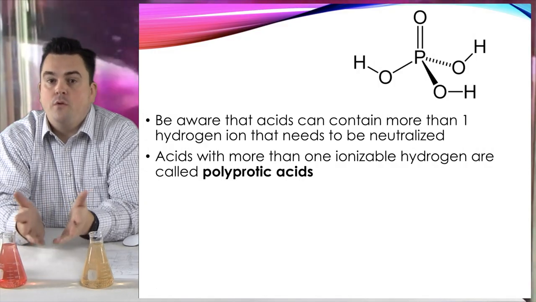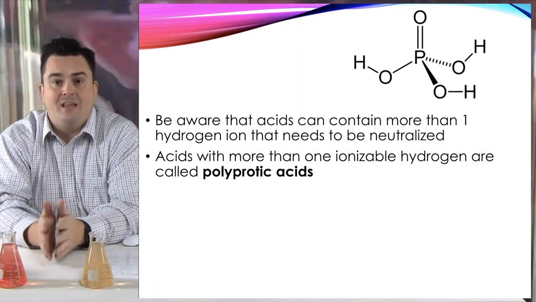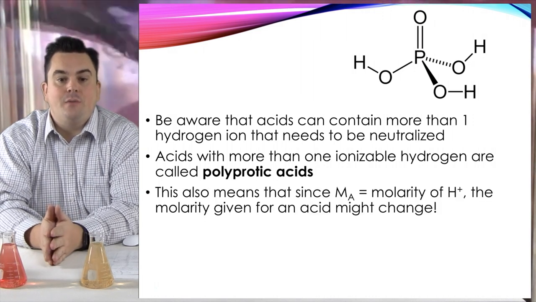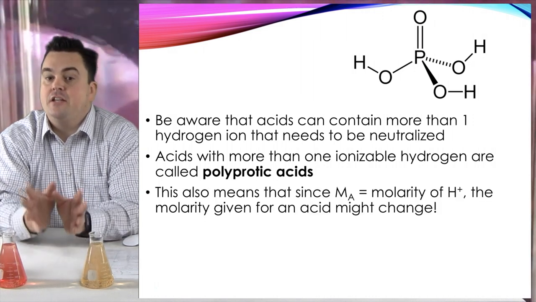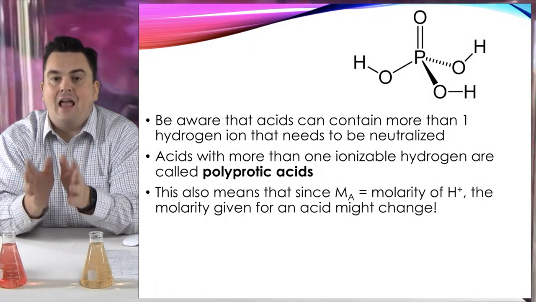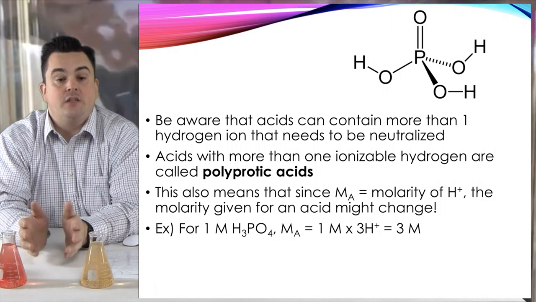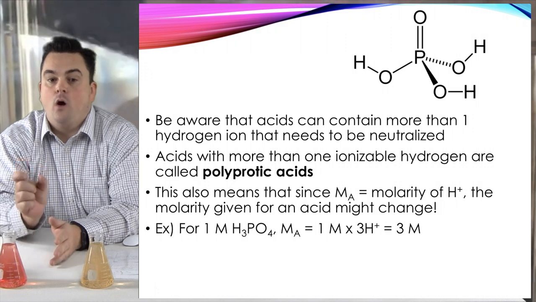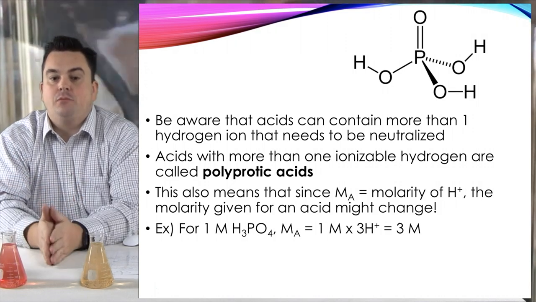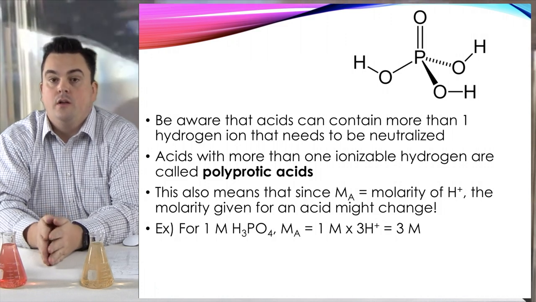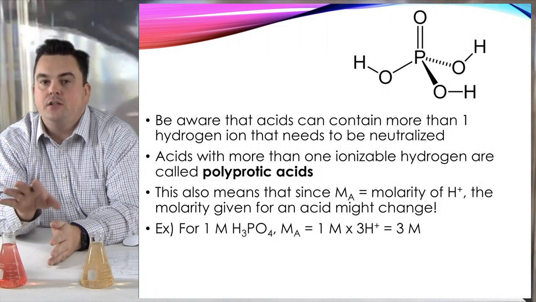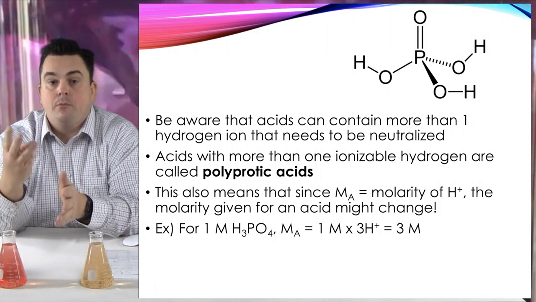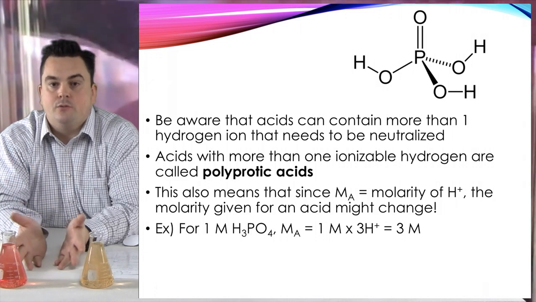Polyprotic means you could have more than one of those. So you could have two, that would be diprotic, or three, that would be triprotic. This also means that since Ma equals the molarity of H+, the molarity given for an acid might change. So for example, a 1 molar H3PO4 solution would actually have 1 molar times the 3 H pluses. This would make it 3 molar. Now this is kind of like the Van't Hoff factor, but it's not exactly like it. So since H3PO4 has 3 protons, you'd simply multiply that molarity times 3.